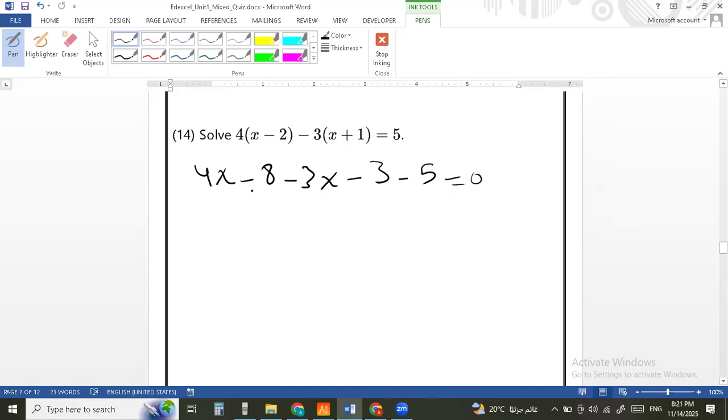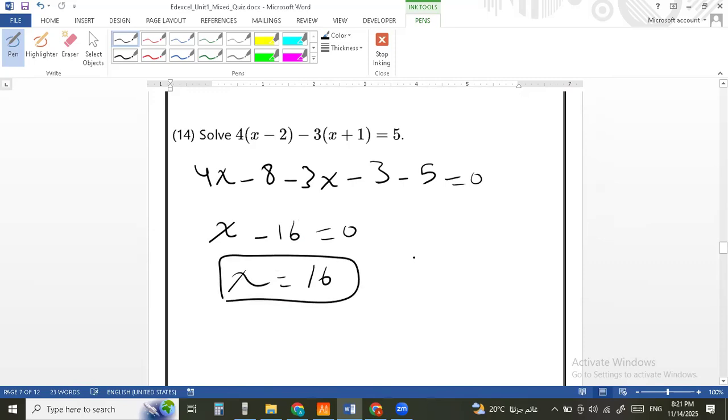Equals 0. We're going to get the numbers now because this is not a quadratic equation. 4x minus 3x is just x. Negative 8 minus 3 is negative 11. Negative 11 minus 5 is going to become negative 16 equals 0. Send the negative 16 to the other side. x equals 16. So I just simply expanded the brackets, and after that, I started simplifying, finding that x equals 16.